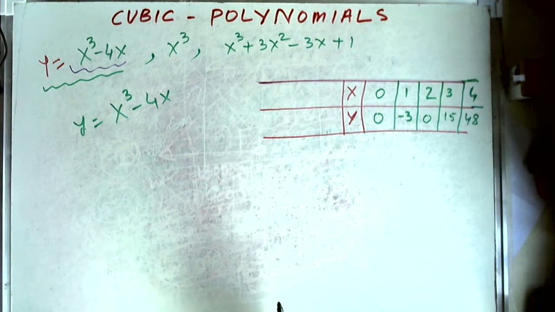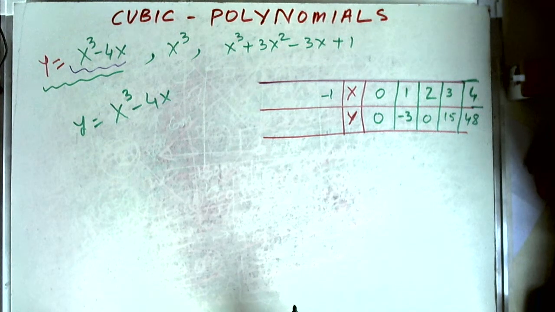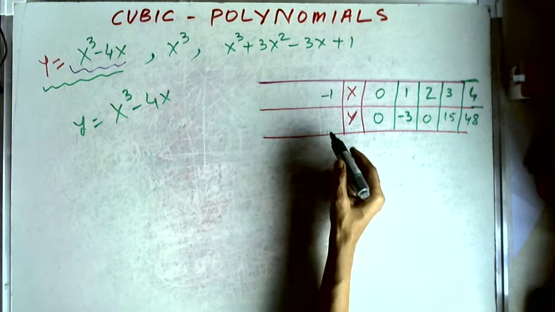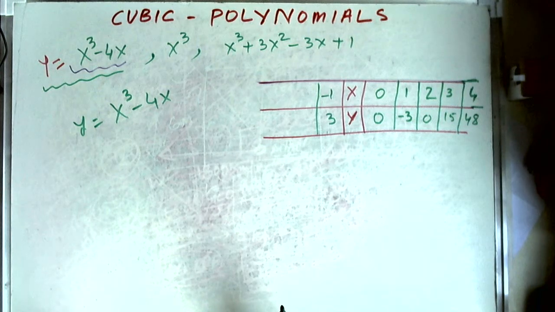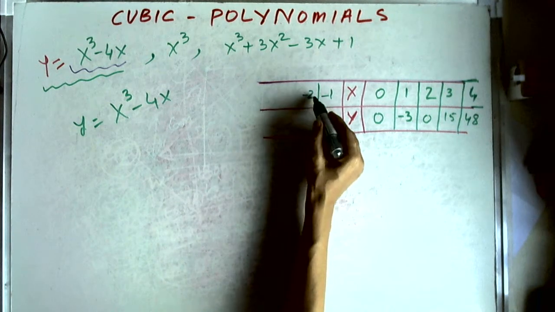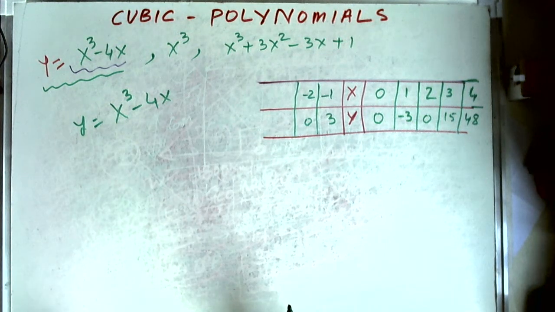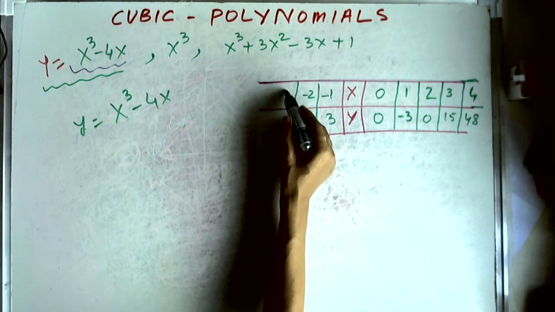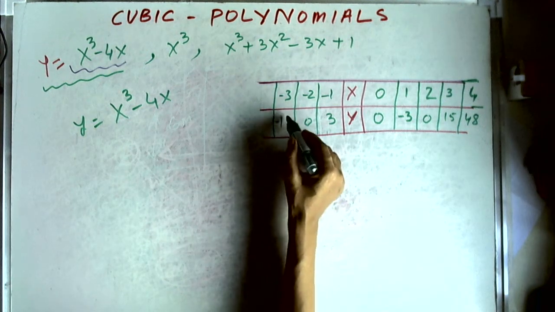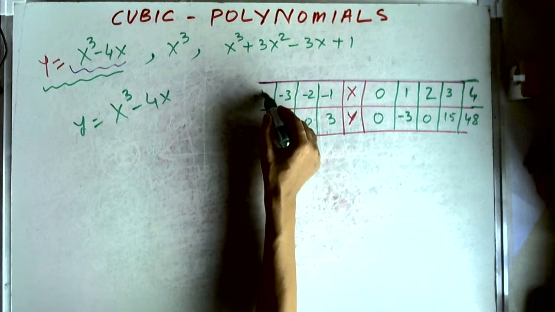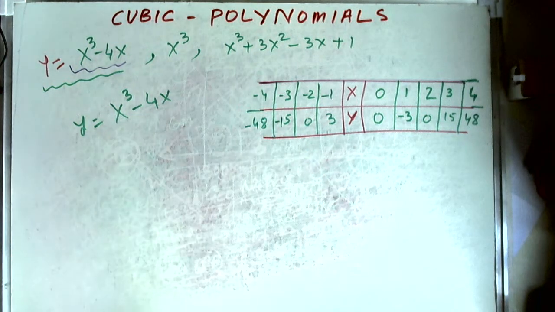Similarly, if we take the negative side, x is minus 1. Then what happens to y? Y becomes plus 3. X is minus 2, then y is 0. X is minus 3, then y is minus 15. And x is minus 4, then it is minus 48.